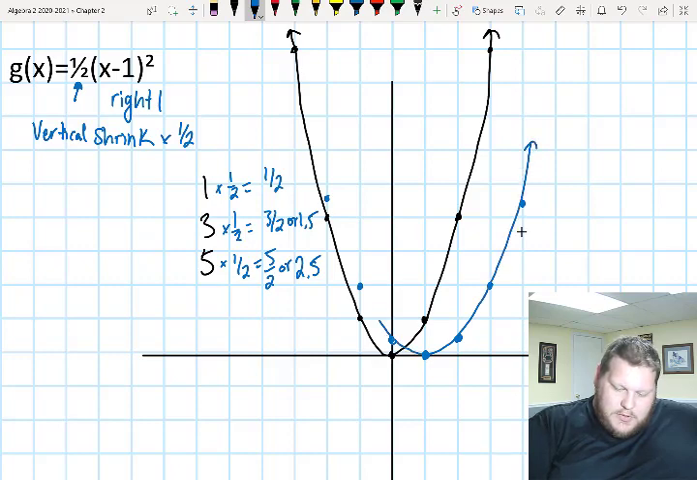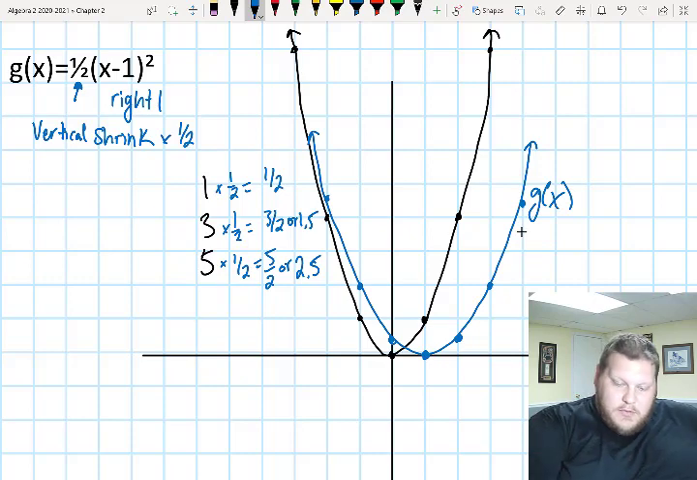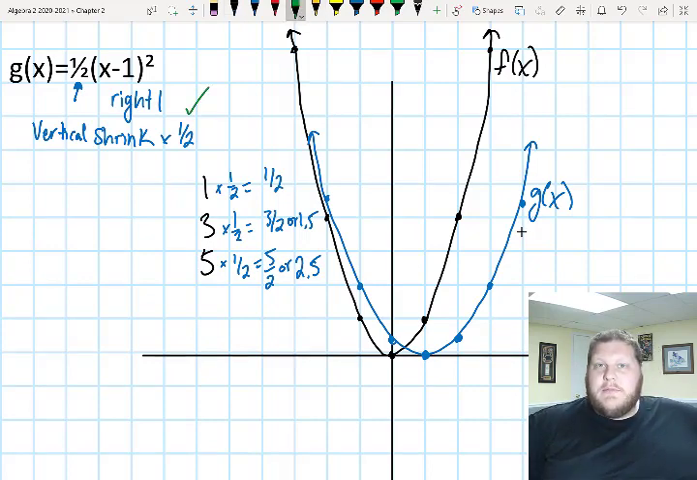Beautiful. So that's my g of x. That was the equation I was given. This is my parent graph, f of x. And then again, we included that description of the transformations.